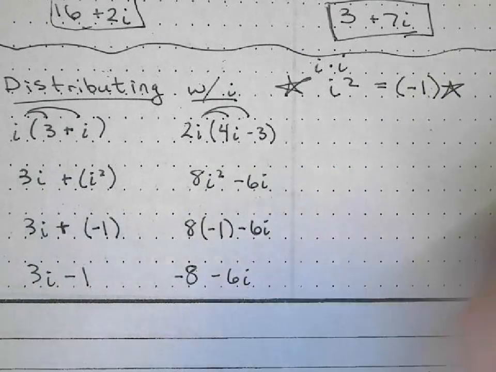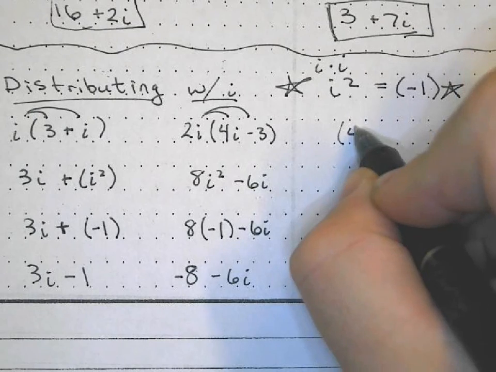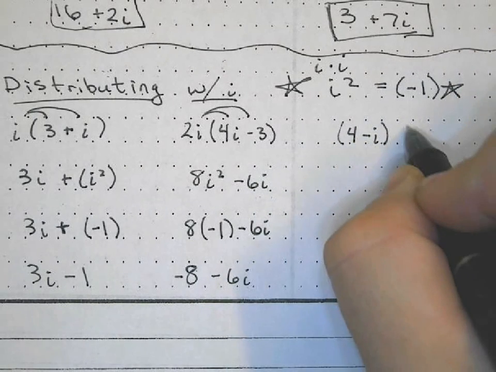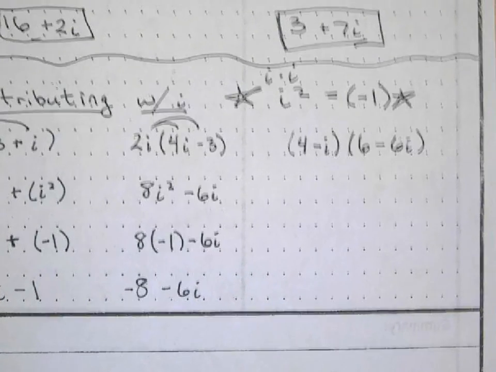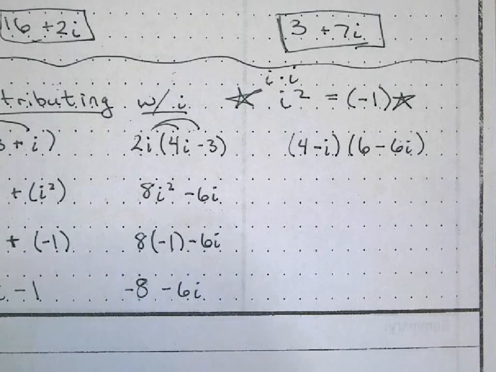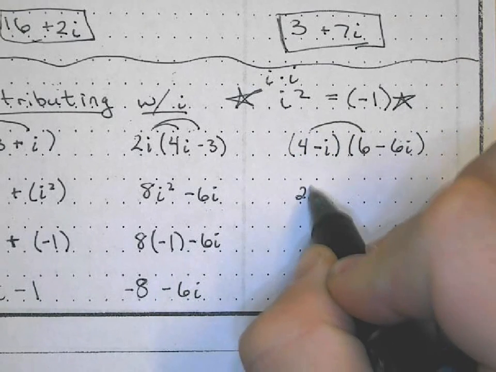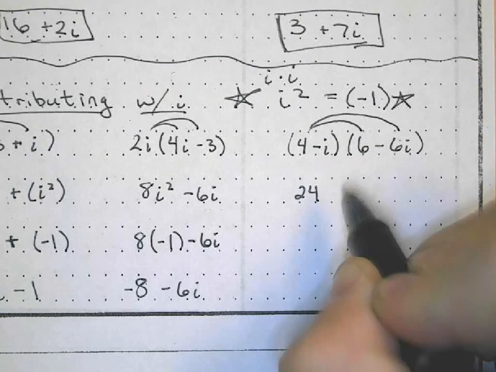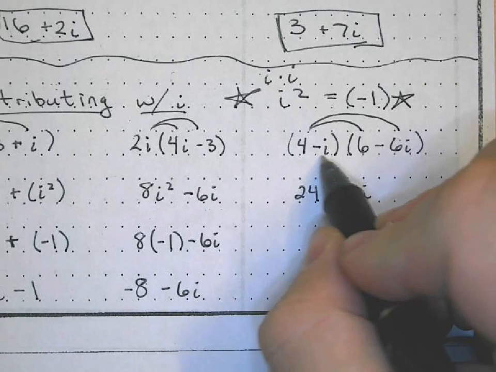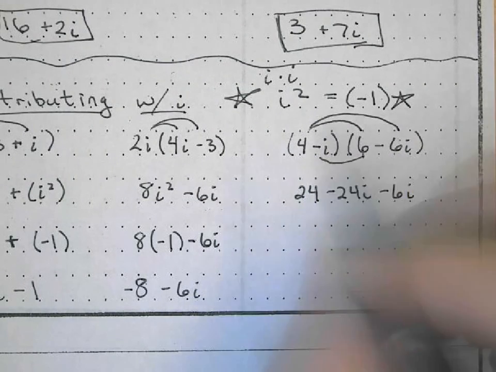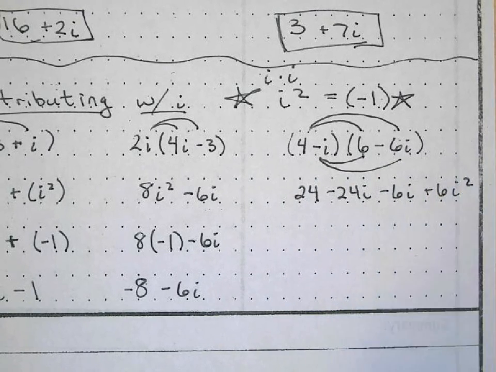Now let's do it when we have to deal with multiple distributions. So let's say I have 4 minus i times 6 minus 6i. We would deal with this just like we did when we had x's involved. So I do 4 times 6, it's going to be 24. 4 times negative 6i, that's negative 24i. Now I distribute the negative i, so negative i times 6 would be negative 6i, and then negative i times negative 6i would be positive 6i squared.